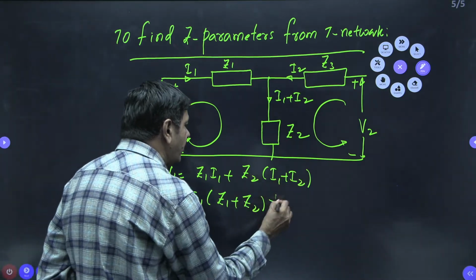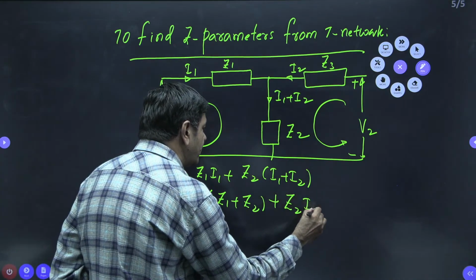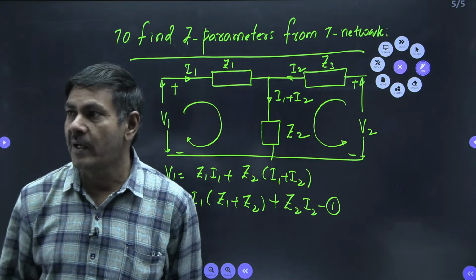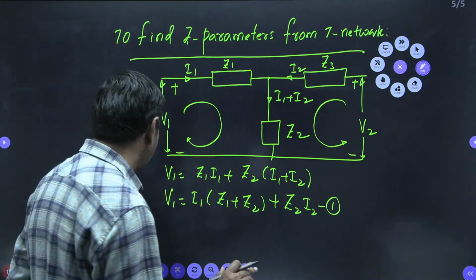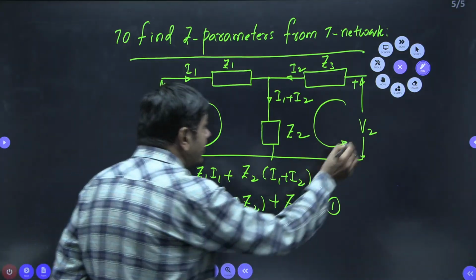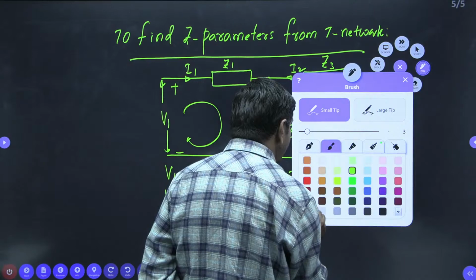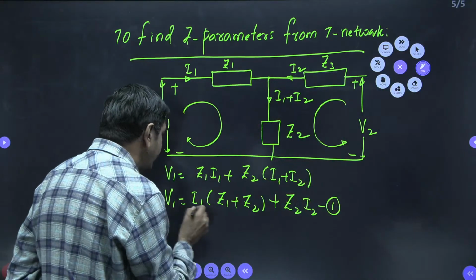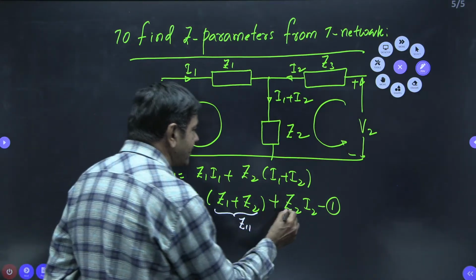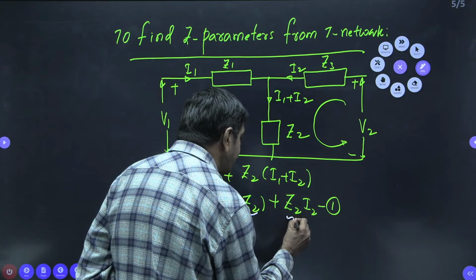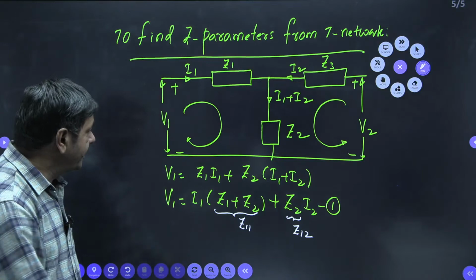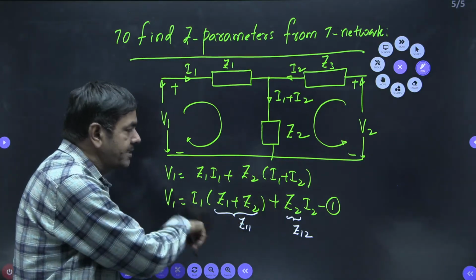Z2 into I2, I got here now. Z2 into I2, this I want to take as equation number 1. But whenever you are comparing the Z parameters, Z1 plus Z2 is nothing but Z11 only, because V1 equals Z11 into I1. This becomes Z11. Z2 into I2, this Z2 can be taken as Z12 only. So I am getting the first equation in the form of Z parameters equations only now.